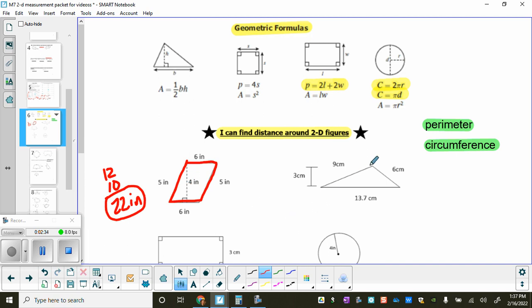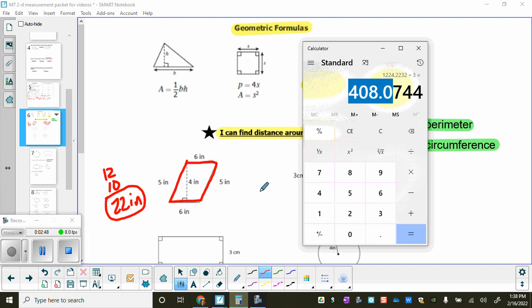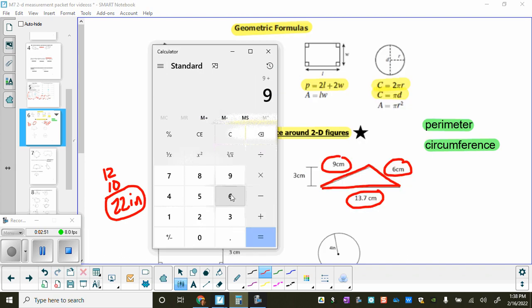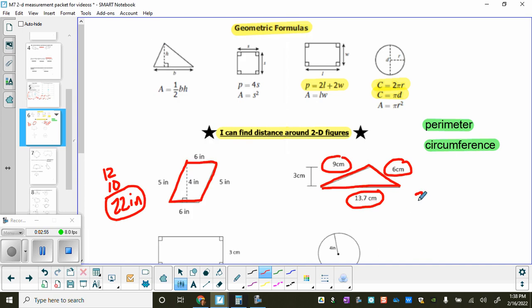Now for a triangle, to go around it, we've just got this one plus this one plus this one. I see 3 sides. The 9 measures this, the 6 measures this, the 13.7 measures that. So we just add them all up: 9 plus 6 plus 13.7. Cool, 28.7 centimeters. Since we're just going around it, notice that I'm just labeling it with centimeters, not square centimeters or anything fancy, just straight up what I see.